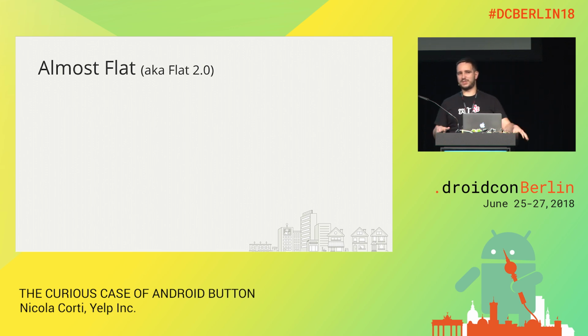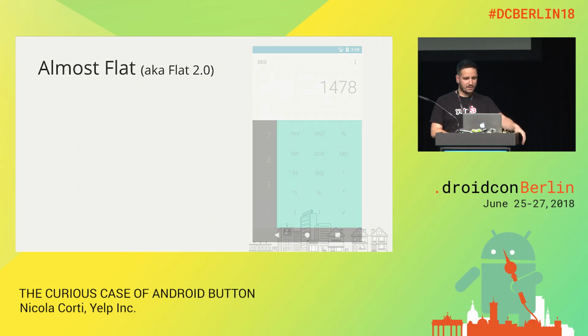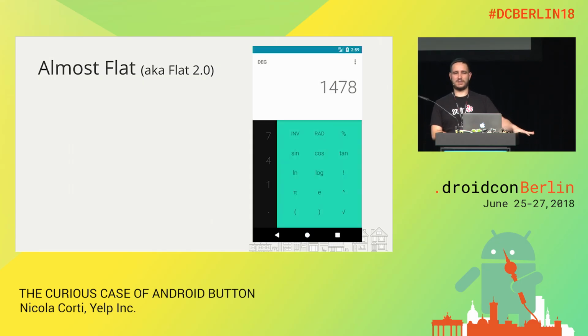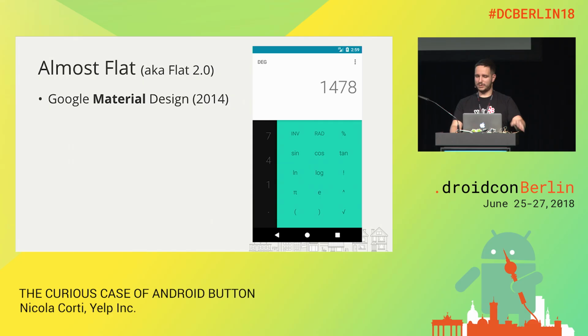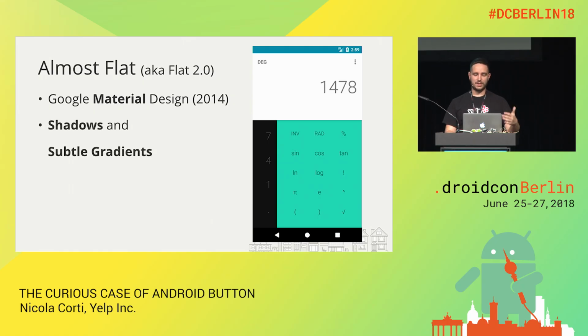The current status of this kind of design is called almost flat, or also flat 2.0. This was introduced by Google with Material Design in 2014. So what's the idea here? The idea is still to use a flat UI, but add some components that are non-flat. For example, shadows and subtle gradients.